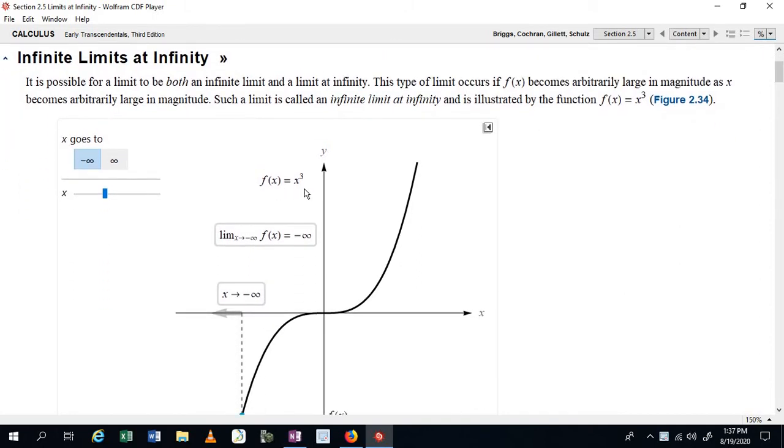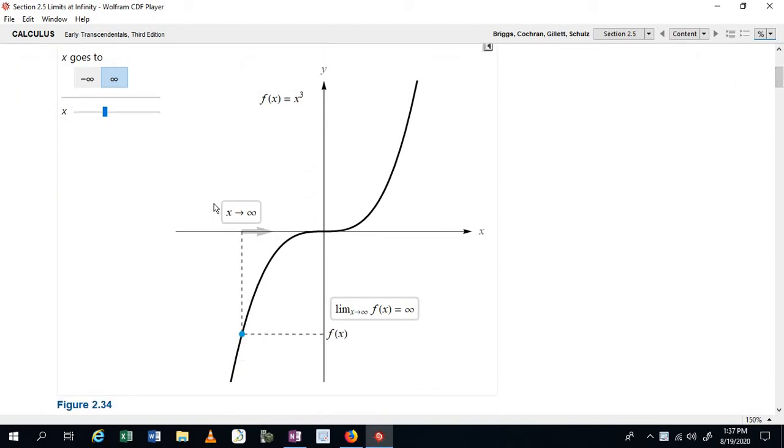Let's say you have this function x cubed. The graph of it looks like this. And let's say you want to find the limit of this function as x heads towards infinity. Okay, so as x heads towards infinity, let's look at what the y value is doing. I think you can see as x heads towards infinity, the y value is heading towards infinity as well. So the limit of this function as x heads towards infinity happens to be infinity. And so this limit at infinity is infinite. And that's what we mean by an infinite limit at infinity.